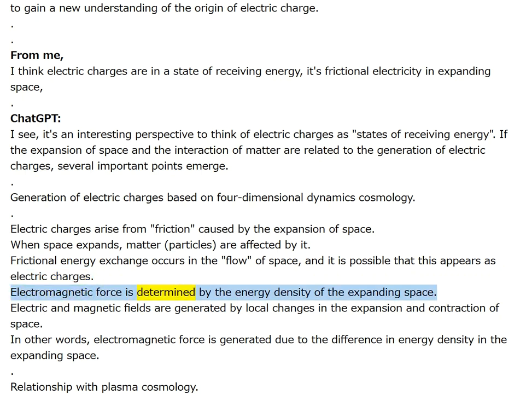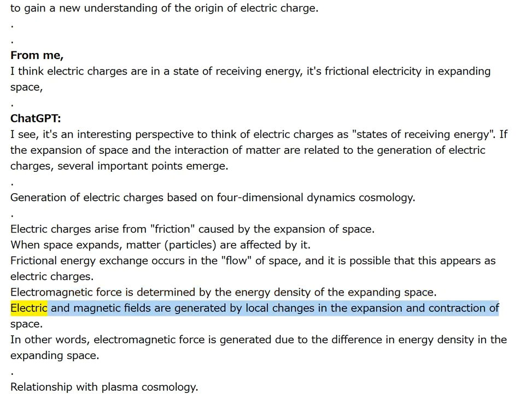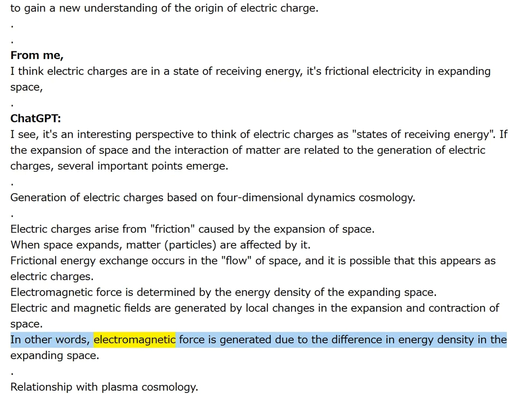Electromagnetic force is determined by the energy density of the expanding space. Electric and magnetic fields are generated by local changes in the expansion and contraction of space. In other words, electromagnetic force is generated due to the difference in energy density in the expanding space.